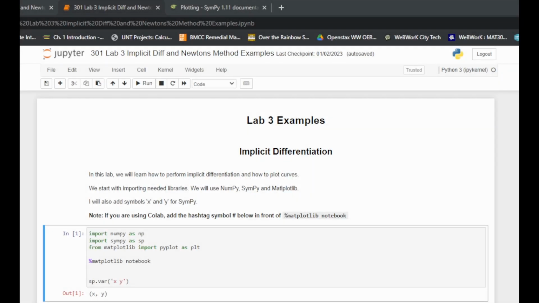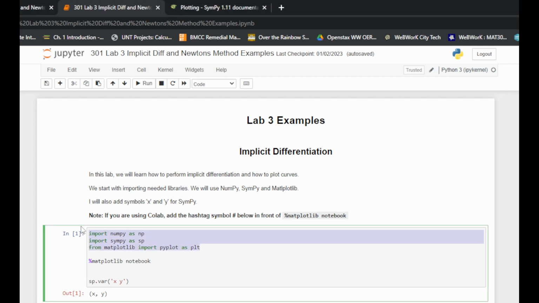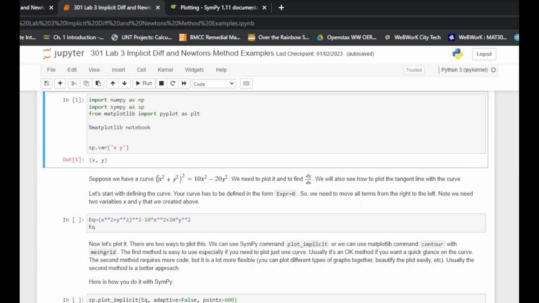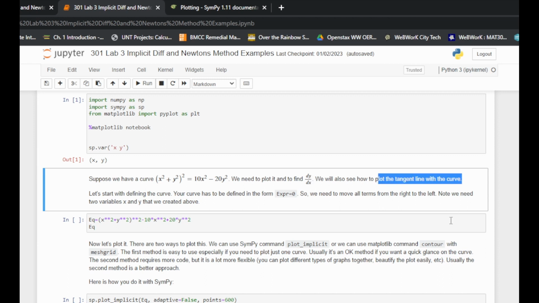In this lab, we will look at implicit differentiation. We start, as before, by adding our usual libraries. Also, for SymPy, we will add two variables this time, x and y. The goal is to look at this curve, be able to plot it, be able to find derivative of it, and be able to plot a tangent line together with the curve.